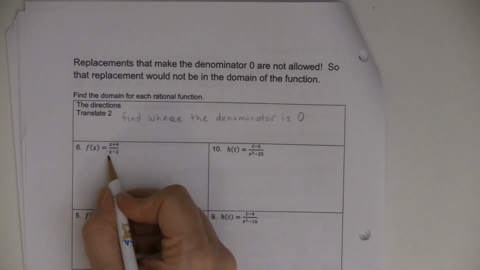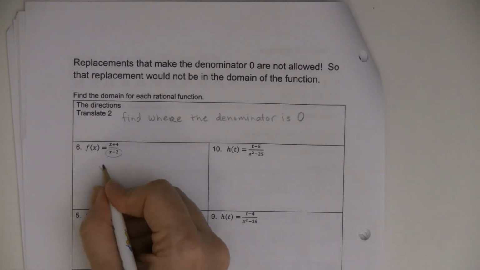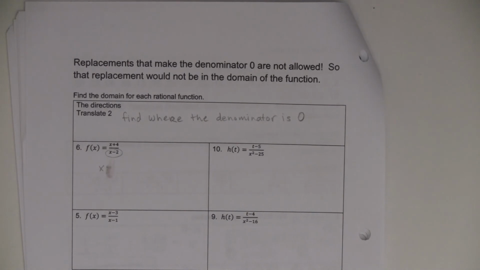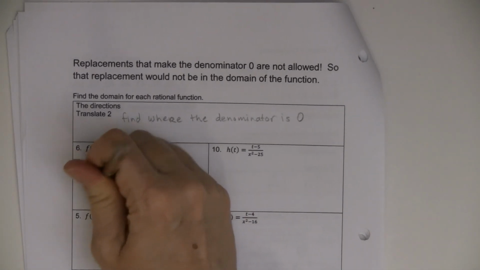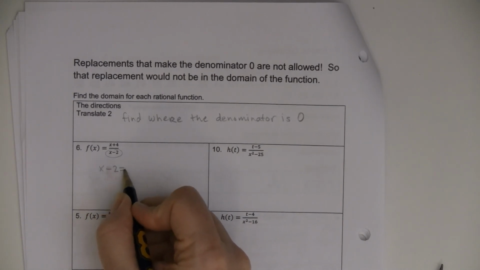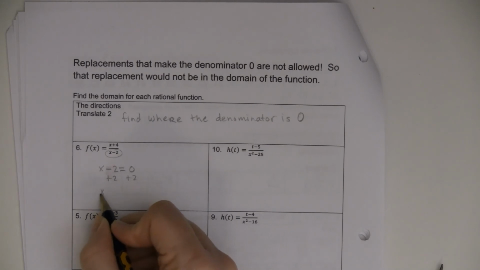So the only problem we could have with the domain is when the denominator is 0. So we want to find when it is 0. So, oops, that's not a good eraser on that pencil. x minus 2 equals 0. So when we solve that, we get x equals 2.